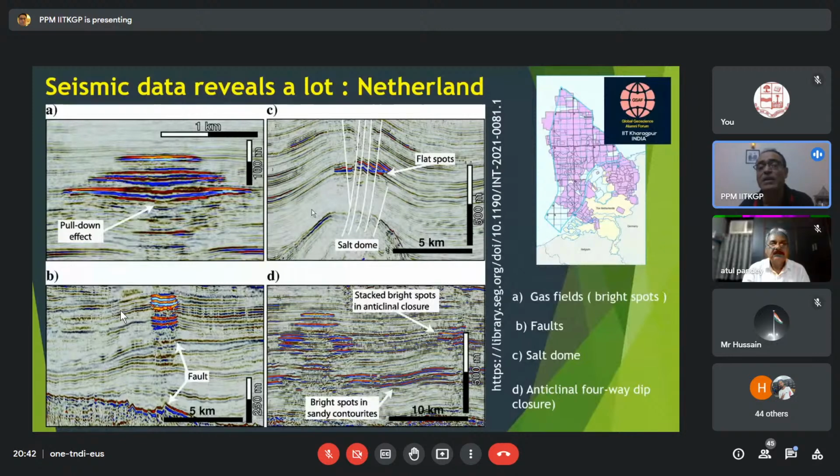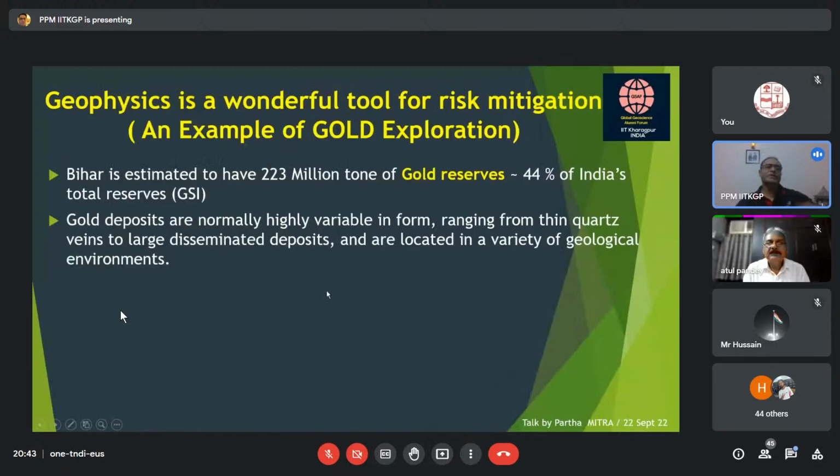I'll just quickly go through this. This is an interesting example of gold exploration. Many of you would be interested to know what the gold exploration methods are and how we can make use of them. Now, Bihar, as I said, has about 223 million tons of gold reserves, and these gold deposits are highly variable in terms of quartz veins and large disseminated deposits, located in a variety of geological settings.